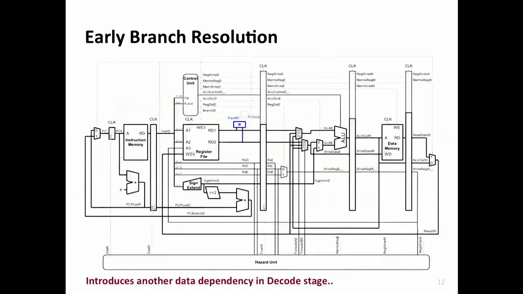If you determine the branch a little bit earlier by adding specialized logic like this, basically you know the register values, right?